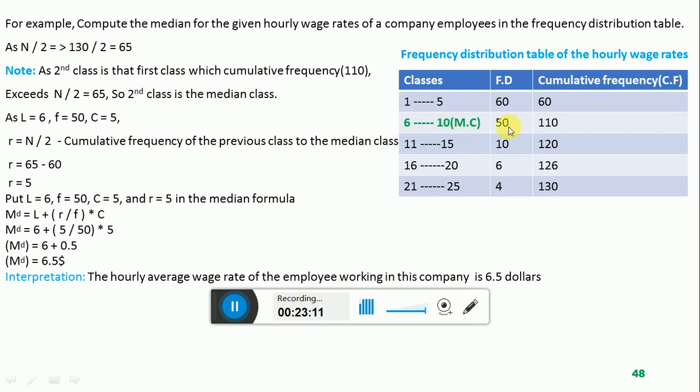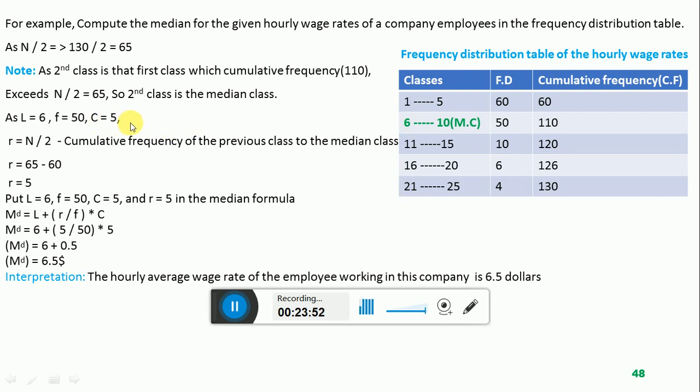Now this second class is our median class, and its lower limit is 6. So in the formula, L is equal to 6, the lower limit of the median class. The frequency of the median class is 50, so F is equal to 50. And the class interval C is 5. How can we find it? We subtract the lower limits of two consecutive classes. The lower limit of the second class is 6 minus the lower limit of the first class, which is 1. So 6 minus 1 is equal to 5. So C is equal to 5.